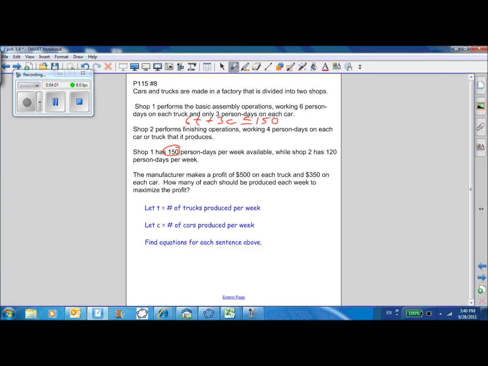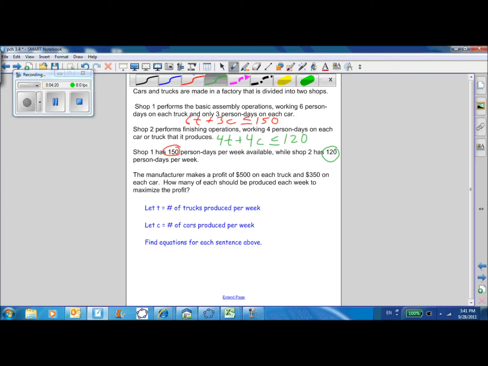Shop 2, on the other hand, uses 4 person days on each kind of thing, car or truck. So 4 person days for each truck plus 4 person days for each car. Shop 2 is limited to 120 hours, so that's less than or equal to 120. And then that's our main expression.